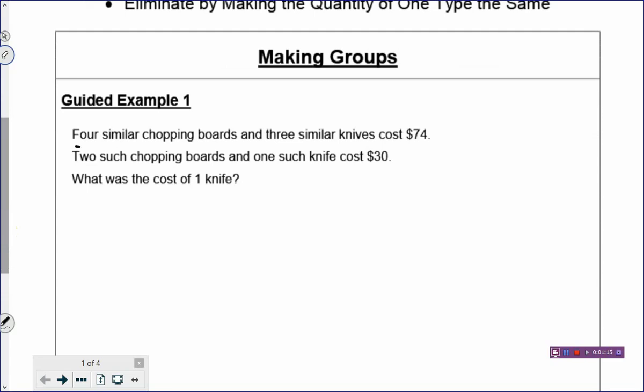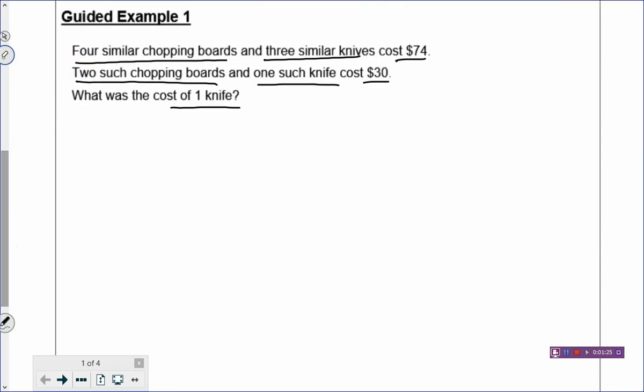Now, 4 similar chopping boards and 3 similar knives cost $74. 2 chopping boards and 1 knife cost $30. What was the cost of 1 knife? So I believe that this problem, you have seen it before quite often. So how exactly do we solve the problem?